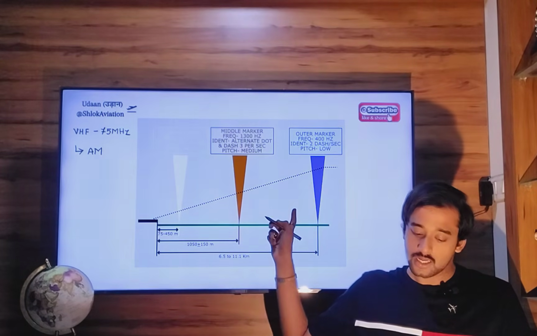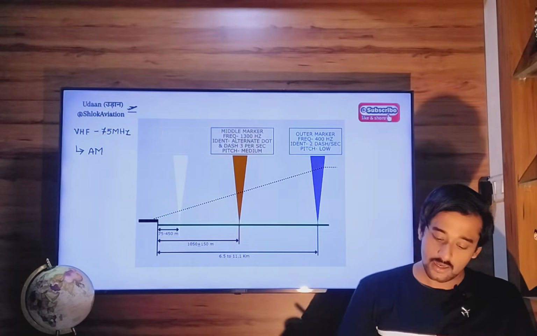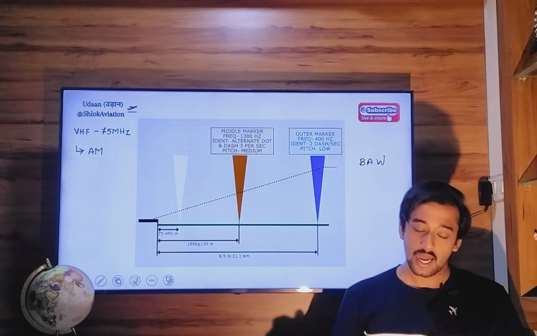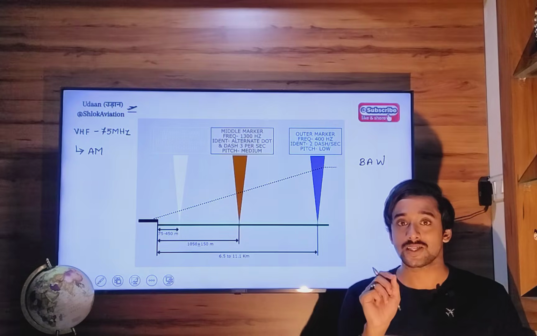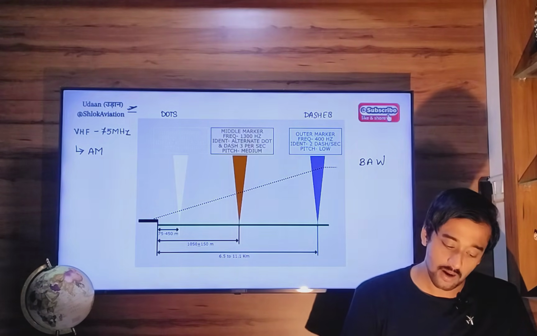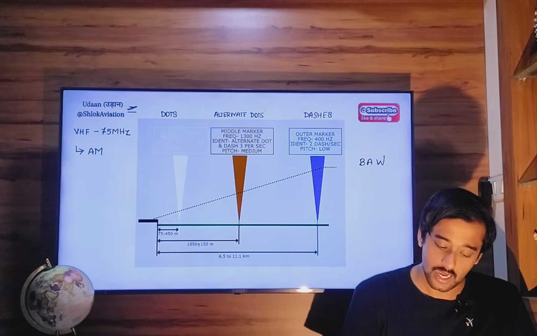Next, remember the colors: outer marker blue, middle marker amber, inner marker white, BAW. Next, remember the identification. The outer marker is identified by continuous dashes. The inner marker is identified by continuous dots. The middle marker is identified by alternate dots and dashes.